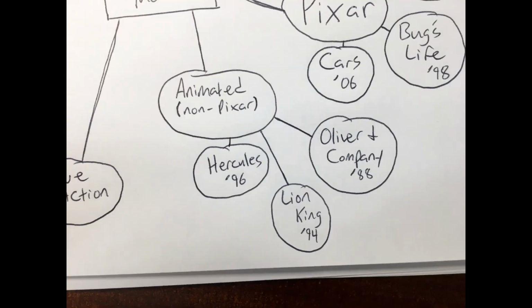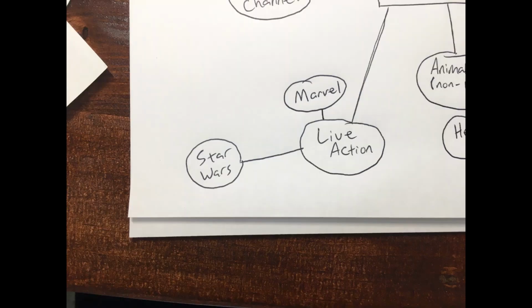As I move over to my non-Pixar animated, I just put 3 on there. Oliver and Company, Lion King, Hercules. Now, on my live action, what I'm going to do is make a few that are just general live action. And then, of course, we've got 2 giant live action categories here more recently in Star Wars and Marvel. So I put some categories off of that.